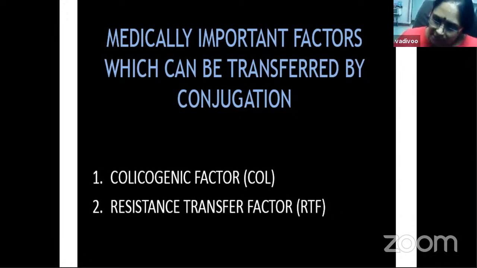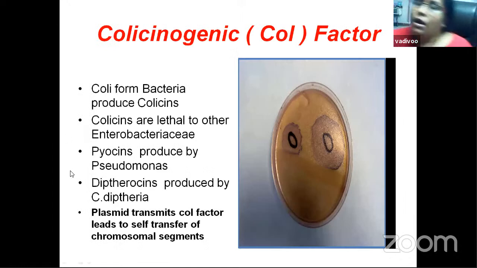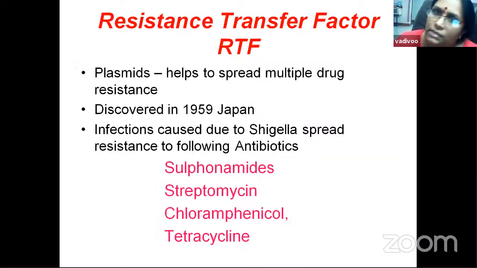and then resistance transfer factor. So colicin factors also are transferred. The colicins are lethal to other Enterobacteriaceae, likewise pyocins, diphtheriocins. These are all coded by plasmids. So plasmids transmitting colicin factor will lead to self-transfer of chromosomal segments.